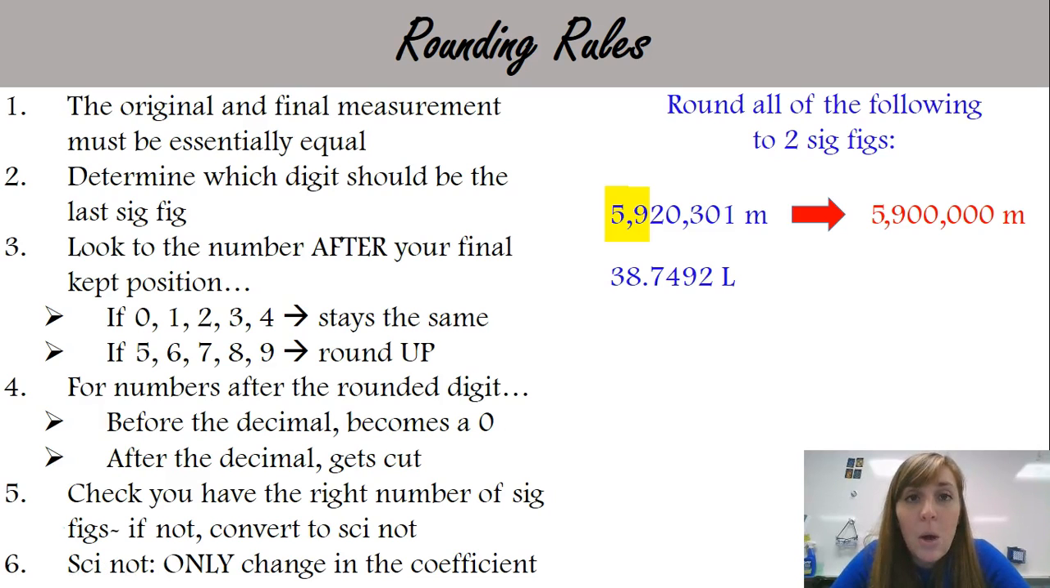38.7492 liters. What are our first 2 sig figs? So our first non-zero number is the 3, and then 8 is still significant, so that counts. These are the digits where we're rounding at the end. The 7 bumps up the 8, so this is going to give us 3, 9. These digits left over, the ones we didn't highlight, are after the decimal, so they get cut. So we just have liters.